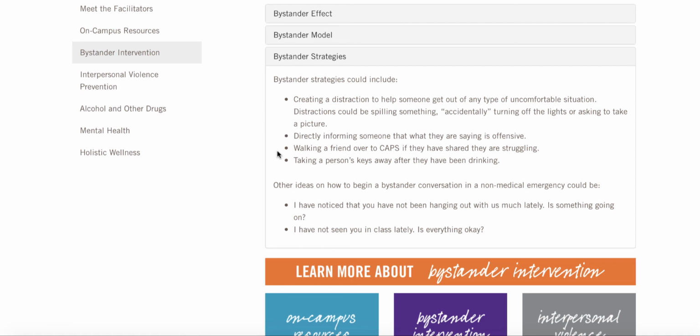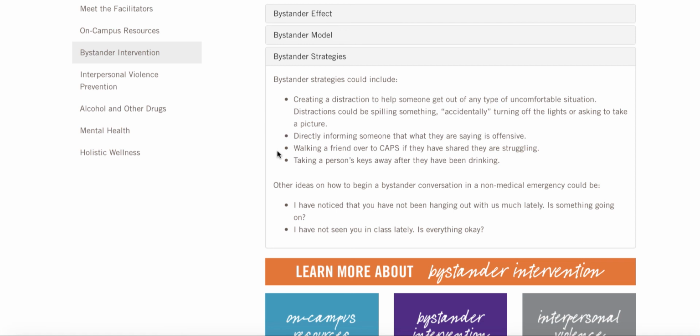You can directly inform someone that what they're saying is offensive. You can try to walk over to CAPS with someone. You can also file a care report. Maybe if I notice someone's not doing too well or anything like that, I can file a care report for them. That's being an active bystander. Or I could even just go up to them and say, hey, is everything okay lately? I haven't seen you much. Even just asking those types of questions is definitely being an active bystander.